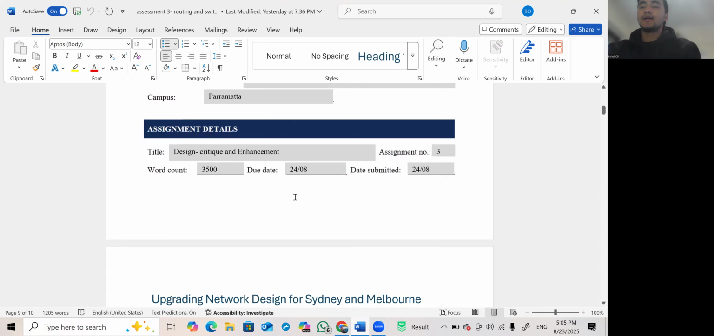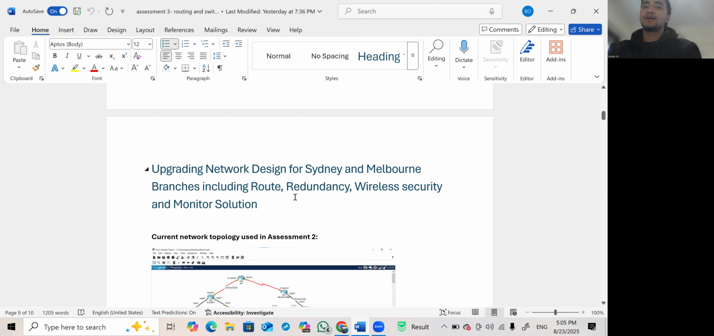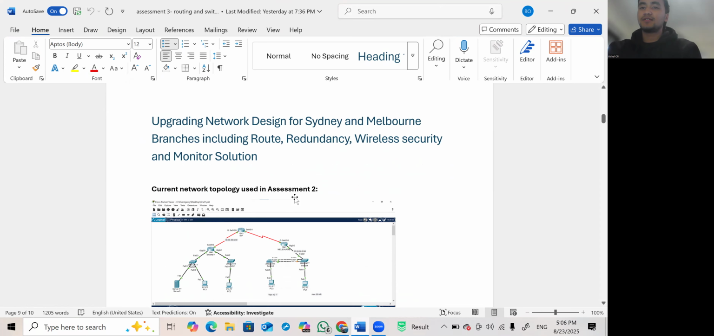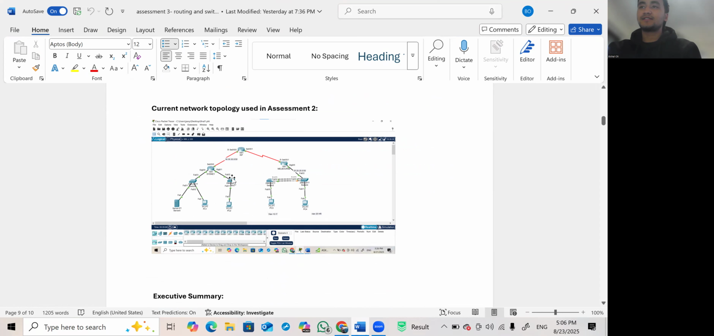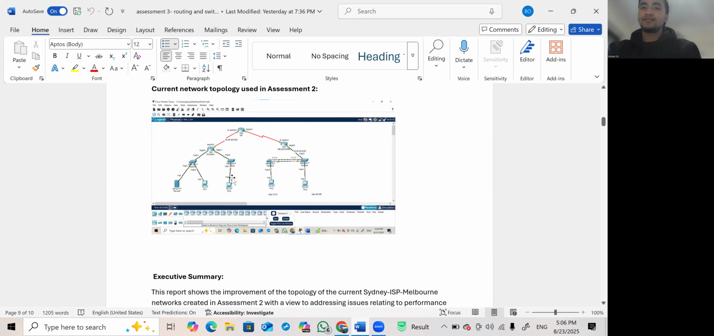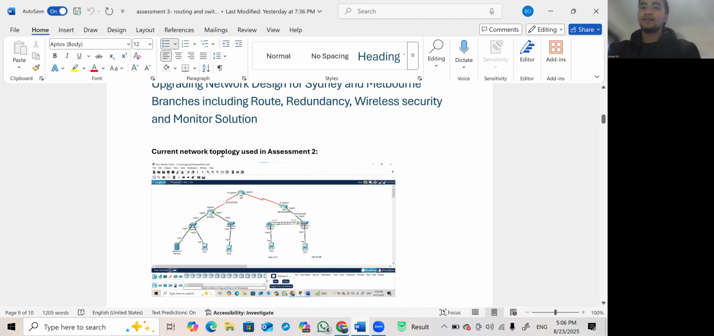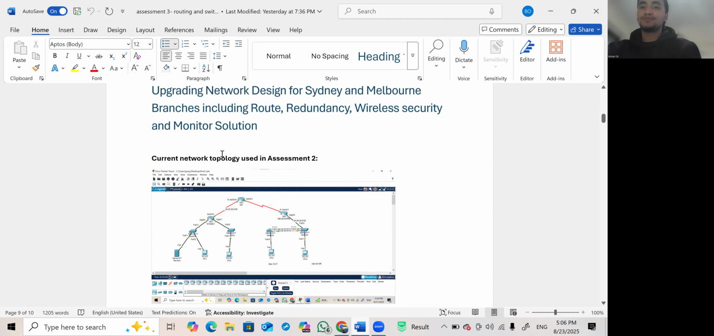So this is my work, and our topic is upgrading network design for Sydney and Melbourne branches, including the route, redundancy, wireless security, and monitoring solution. This is related to assessment two. In assessment two, we have done this topology. We have done the configuration of VLAN, DHCP on the Sydney network, and ACL. And you can see the current network topology that is used in assessment two.